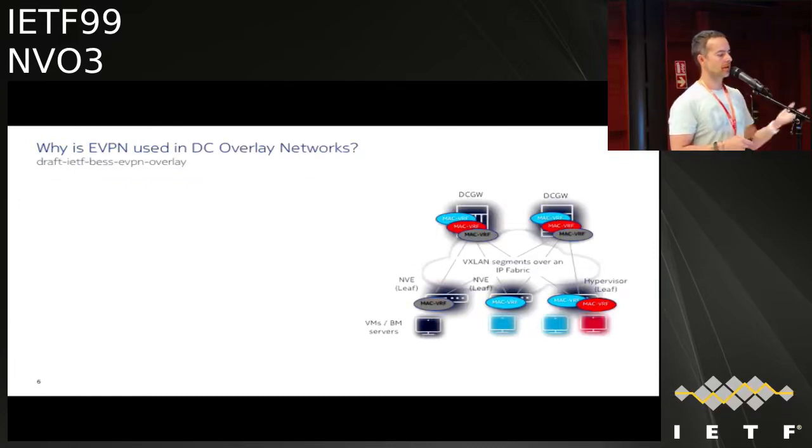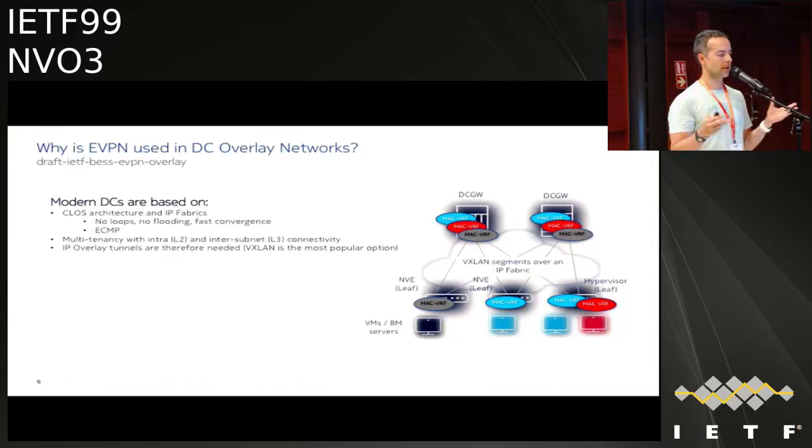So why is EVPN used in data centers? You can have the base specification in the EVPN overlay draft, but the idea is that modern data centers are based on a Clos architecture and IP fabrics, right? So it's all IP, all the links are routed. And on top of that, you need multi-tenancy with intra and inter-subnet forwarding, right? And obviously, in order to have layer 2 and layer 3 on top of this IP fabric, you need IP overlay tunnels. And nowadays, VXLAN, as I said before, is the most popular option.